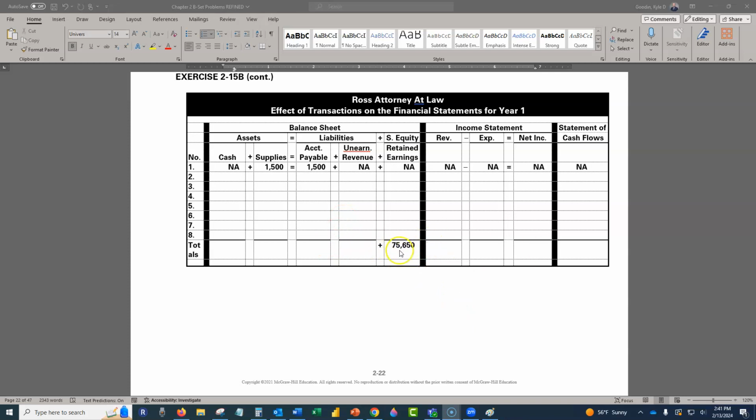They also give us a little bit of a check figure down here. We've got that $75,650. That's going to be a check figure for us. We know that our retained earnings has to total up to that. If it doesn't, we've got something off somewhere up above. So let's go ahead and take a look at transaction number 2 here.